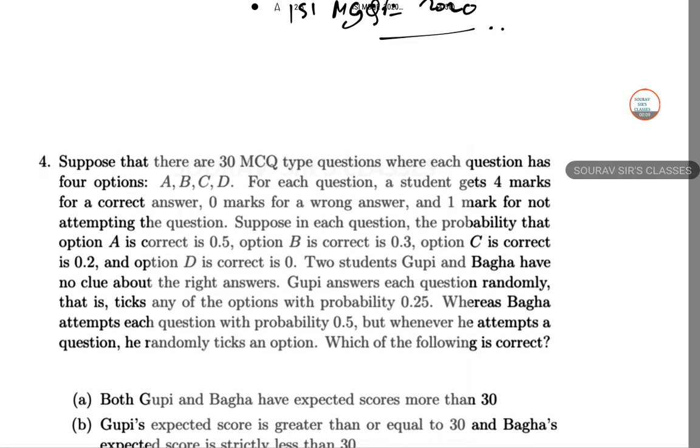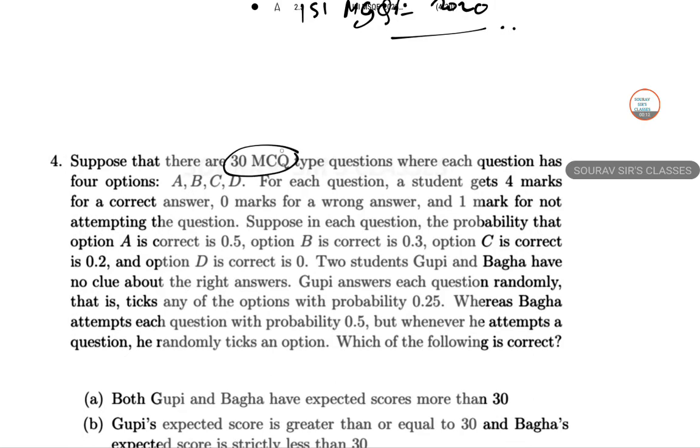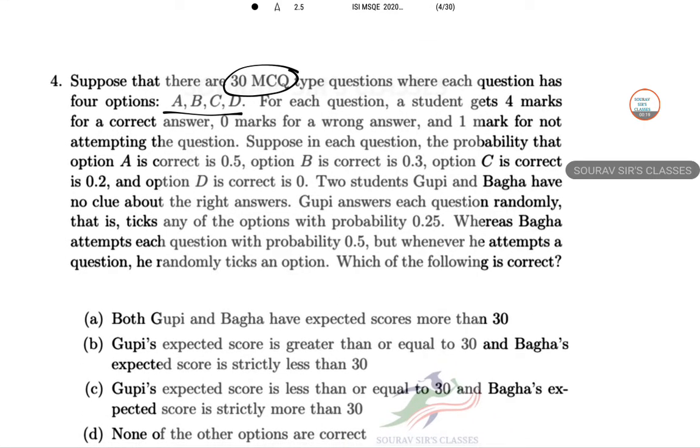So suppose that there are 30 MCQ type questions, quite like this examination, and each has 4 options. For each question a student gets 4 marks for a correct answer, 0 for a wrong answer, and 1 mark for not attempting the question. Exactly ISI's pattern. Suppose in each question the probability that option A is correct is 0.5, B is 0.3, C is 0.2 and D is 0.